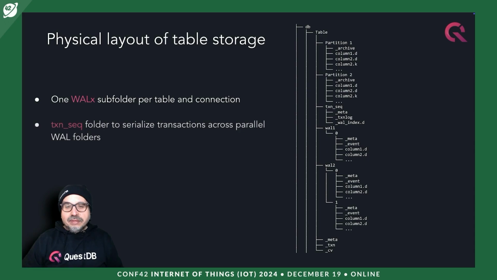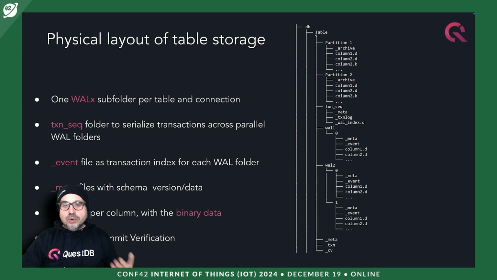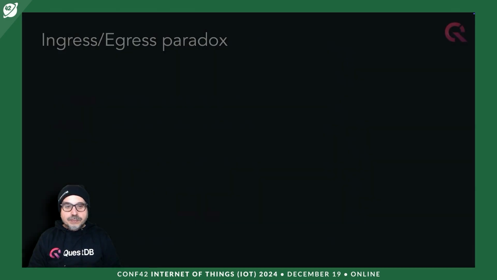If you look at the contents of the database folder in QuestDB, this is what you will see. For each table, you will see several partitions, one for every time unit. Inside the partitions, you will see multiple binary files. And we have also some metadata, like the transactions and some temporary folders that have log files. So that's basically the physical layout we have in QuestDB.